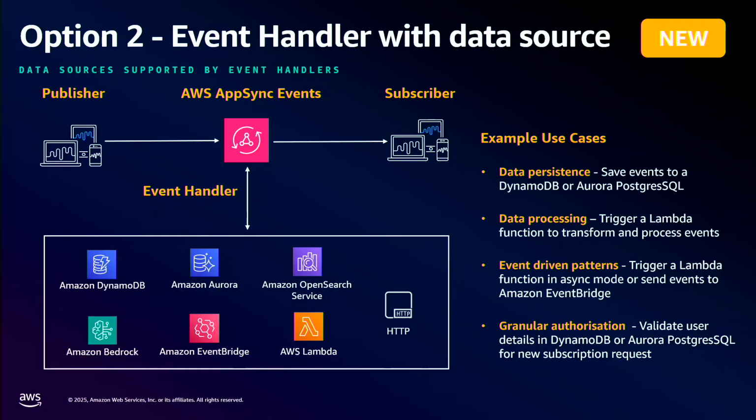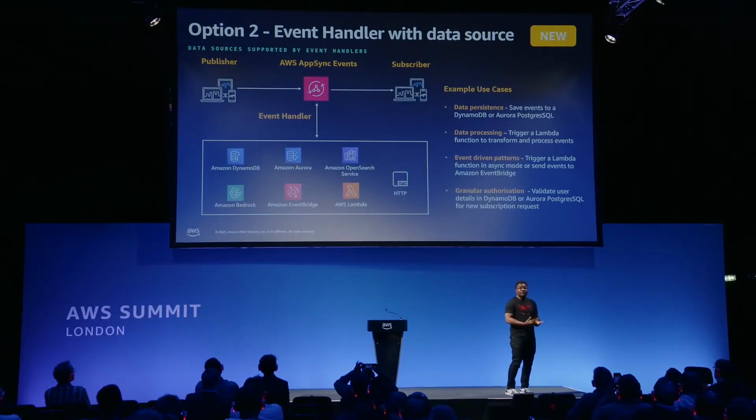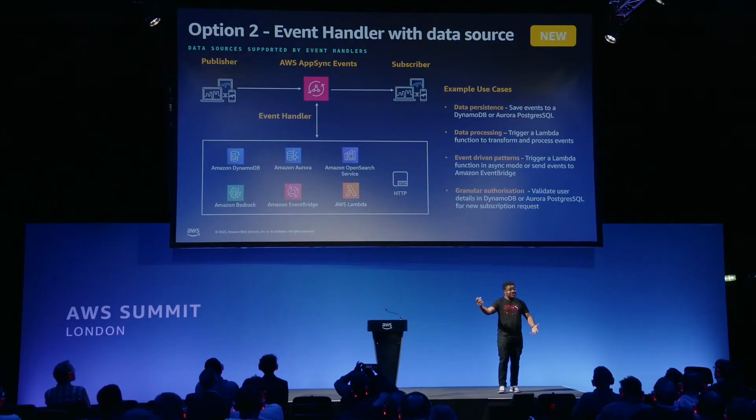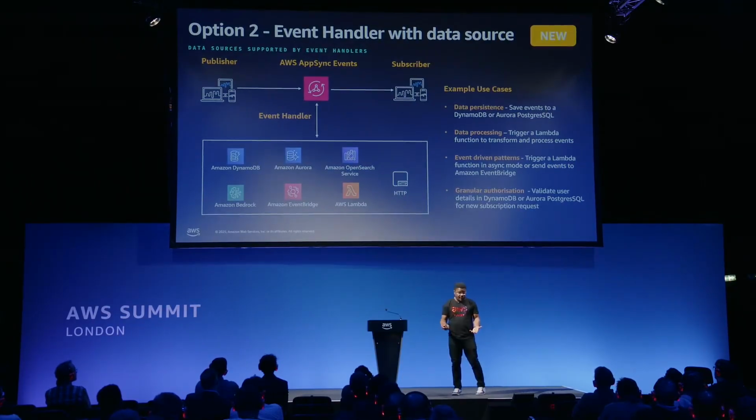Because when those events are being sent from the publisher to the subscriber, you might want to intercept that event. Another key use case is around event processing. So if you want to carry out complex transformation of the events before they actually get sent to the subscriber, you can also do that with triggering a Lambda function, for example. Think about event-driven patterns. With the integration with EventBridge, you can begin to think about some event-driven architecture for your use case. And finally, that granular authorization we talked about.